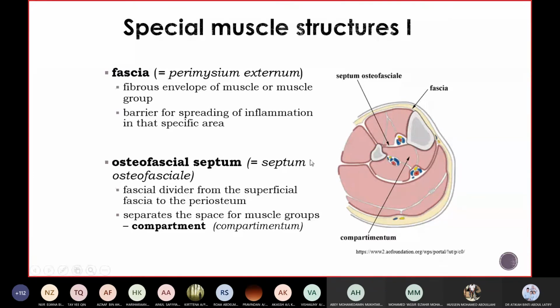We also have structures surrounding each muscle fiber here. So we know that there's fascia surrounding the outermost layer, which is also called perimysium externum. And we have osteofascial septum, which is fascia, but against each muscle fiber, surrounding each muscle fiber. We call muscle cells muscle fibers because they are bigger than your normal cell. So when I say muscle fiber, I'm referring to one muscle cell like this.